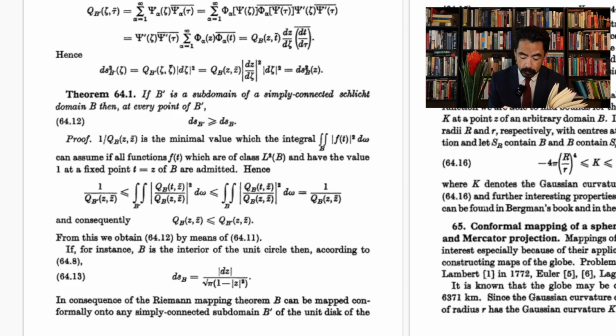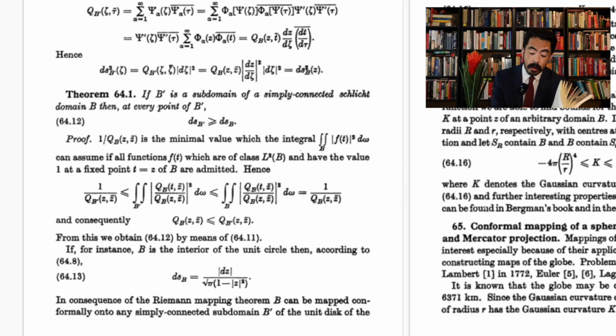If, for instance, B is the interior of the unit circle, then according to the kernel function corresponding to the functions capital phi sub alpha of z given earlier in the example, we have that ds sub b is equal to the magnitude of dz all over the square root of pi times the quantity 1 minus the magnitude of z squared.